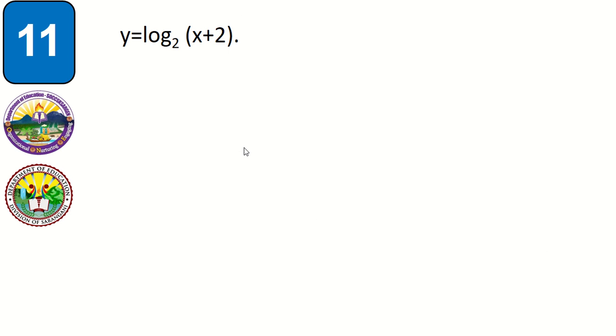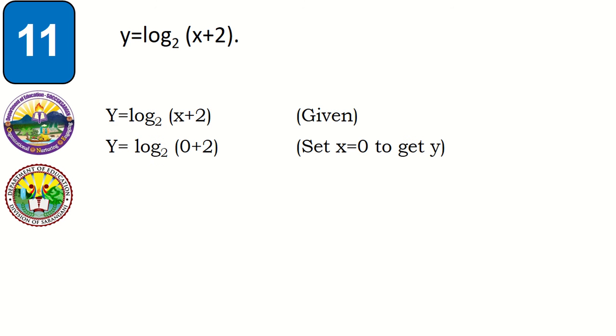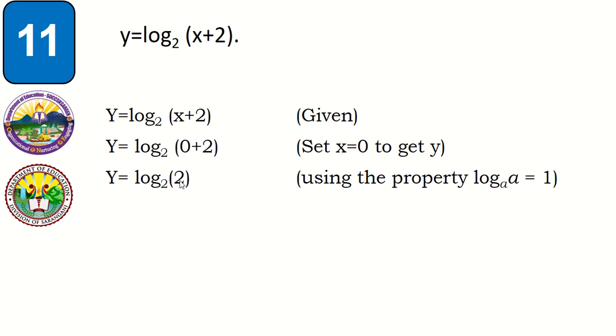We let y equal 0. And you've got log of 0 plus 2 base 2, and 0 plus 2 is 2. We know that if these two are the same, by the property of log base a of a, that is equivalent to 1. Therefore, y equals 1. Or say, if we don't know this property, we can use the law of exponent.